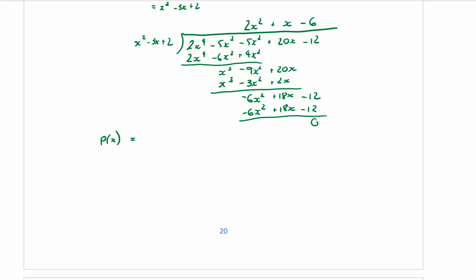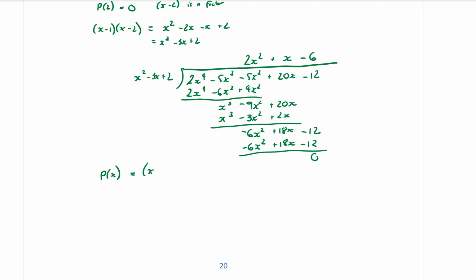The first two factors I have found were x minus 1, x minus 2, and I now have the 2x squared plus x minus 6. Now, to factorize that, I have a non-monic quadratic there. So I need to times the 2 with the minus 6, which is minus 12. I'm looking for two numbers that times to give minus 12, and add to give the 1 that's in the middle there. So that would be a plus 4 and a minus 3.